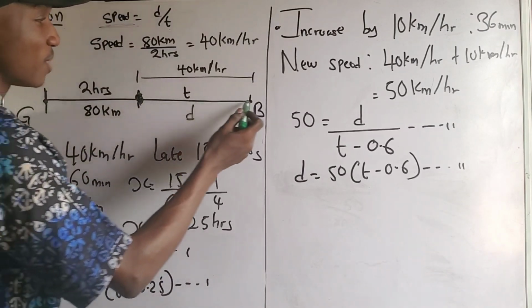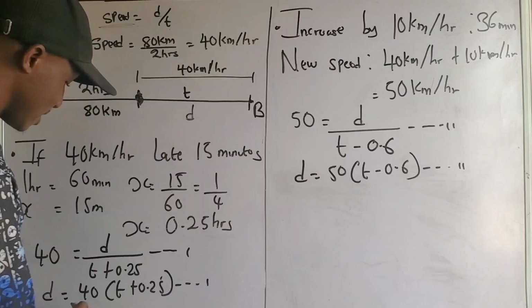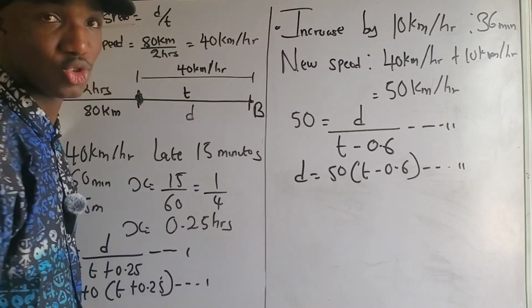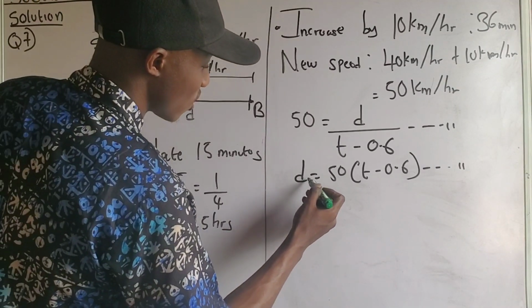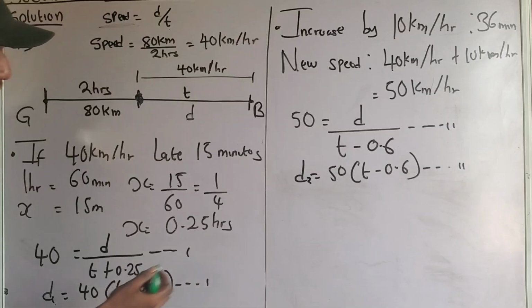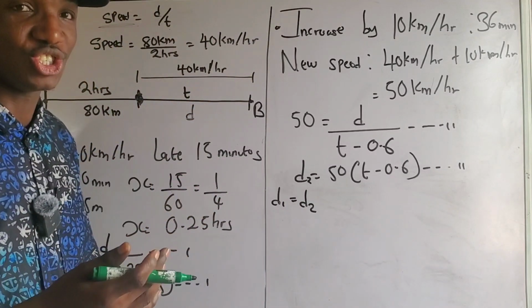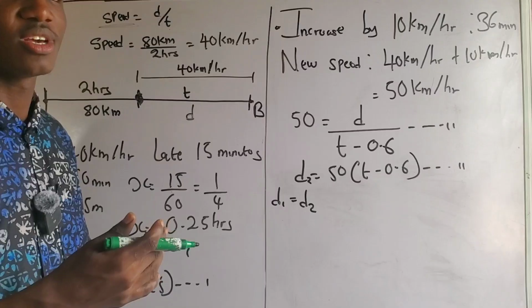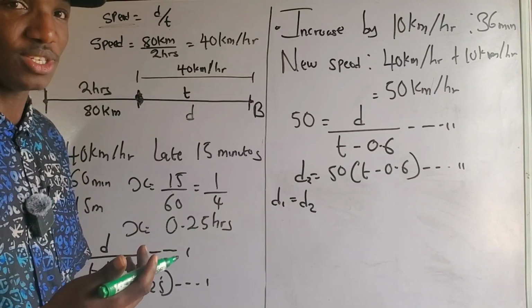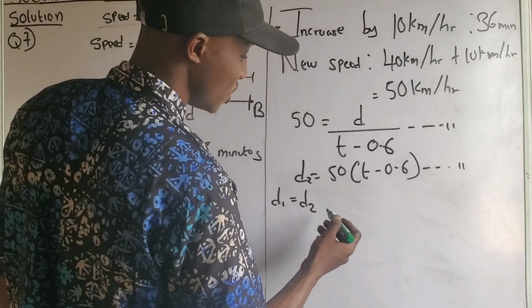The distance from this point to this point is the same. So we can equate the distance here to the distance here. Let's call this one D2 and this one D1. D1 is equal to D2 because the distance doesn't change. What changes is the speed. So D1 is equal to D2.